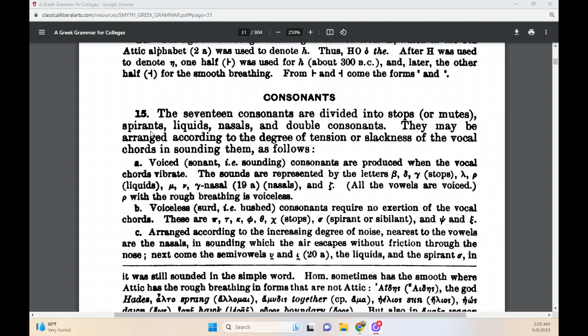Spirants are those which use only breath. Liquids are those which are almost vowels. Nasals are those produced in the nose, and double consonants are simple enough. They're two consonants joined into one sound. So we have 5 basic groups of consonants, and they can be further divided into voiced and voiceless, which is pretty simple to understand, I think.